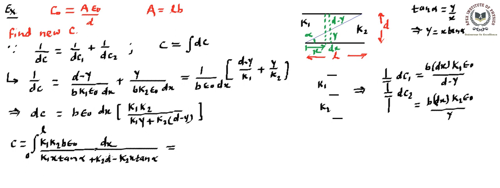It's only the mathematical part. Let me write it in a way that can be easily understood. k1, k2, b epsilon naught are constant numbers, so they can be taken outside, and the rest is the integration, which is dx divided by the denominator. Now if we handle this denominator properly, then it will be visible how to integrate it.